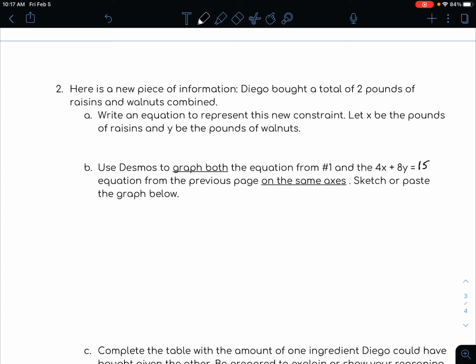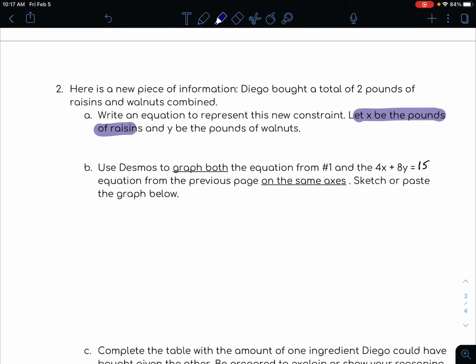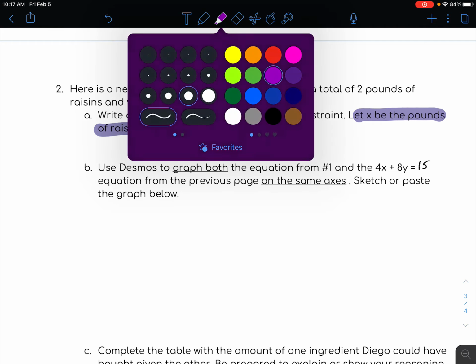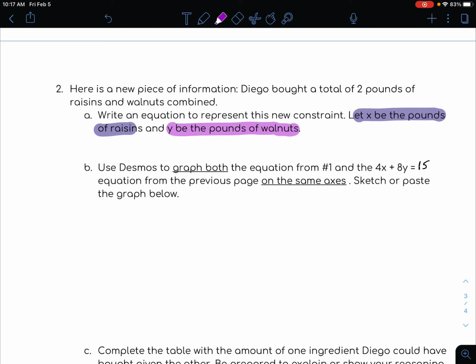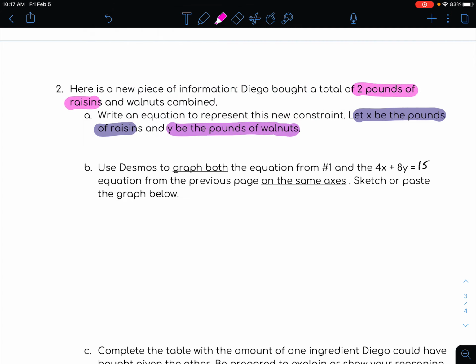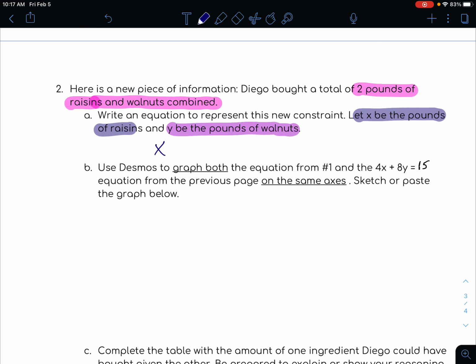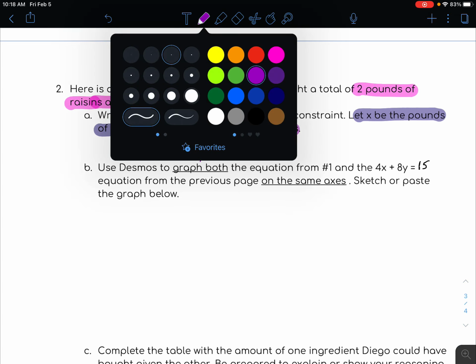All right, so we still have the pounds of raisins and the pounds of walnuts as our variables. So x is pounds of raisins, y is pounds of walnuts. But instead of talking about money on this particular part of the constraint here, we're talking about pounds as a constraint. So in this case, 2 pounds of raisins and walnuts combined is the constraint. So let's just think about that. That means that if we have the pounds of raisins and we add it together with the pounds of walnuts, that will total 2.